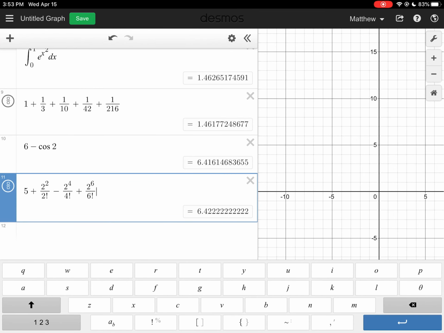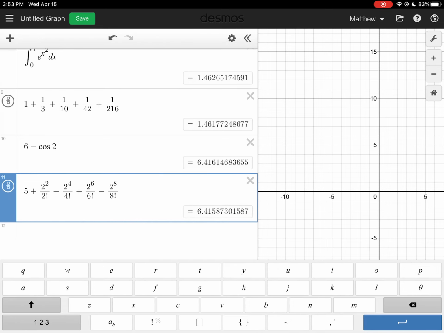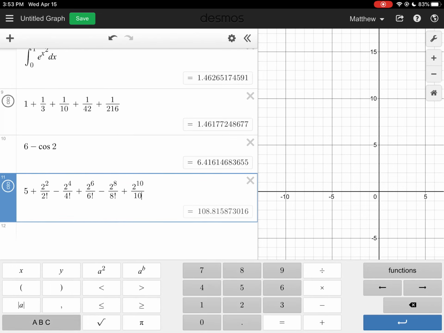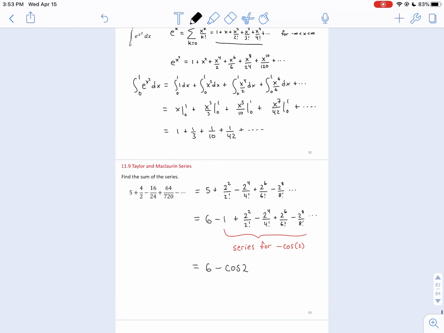Okay, notice how we're getting closer and closer to the actual answer of 6 minus cosine 2. Then minus 2 to the 8 over 8 factorial. Even closer. Let's just do one more. Plus 2 to the 10th over 10 factorial. We can see that we have a series that is converging to 6 minus cosine 2. All right, and there is the end.